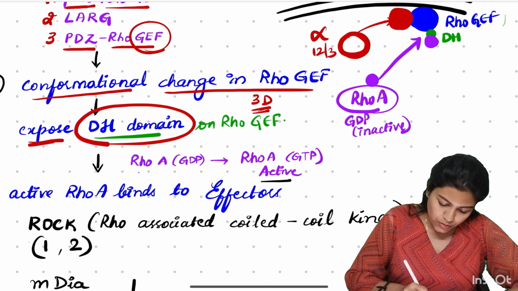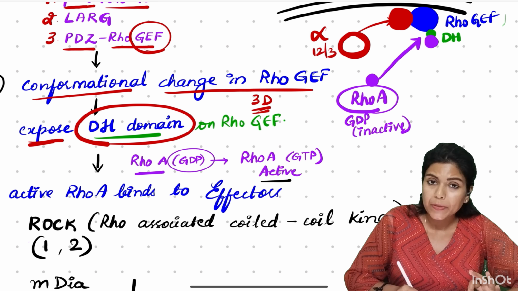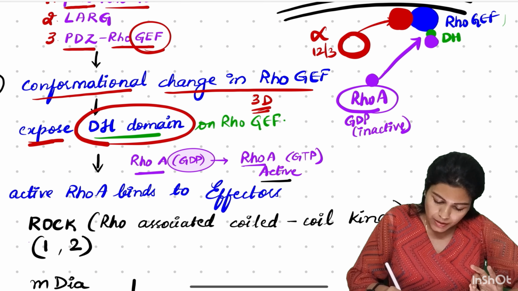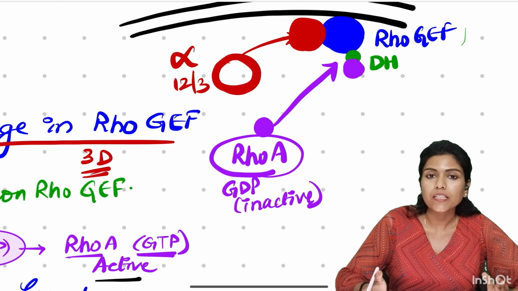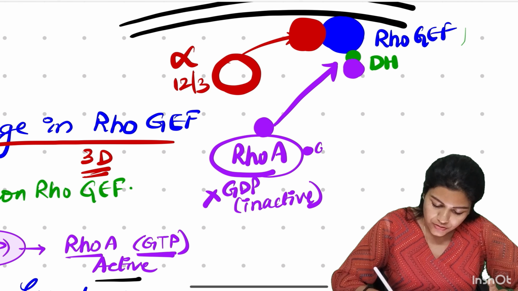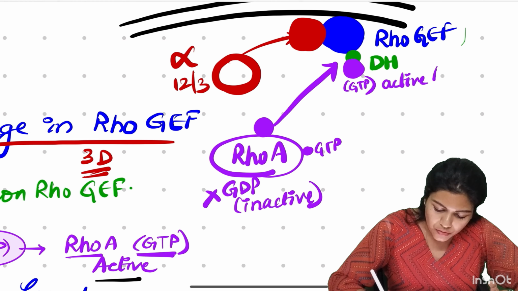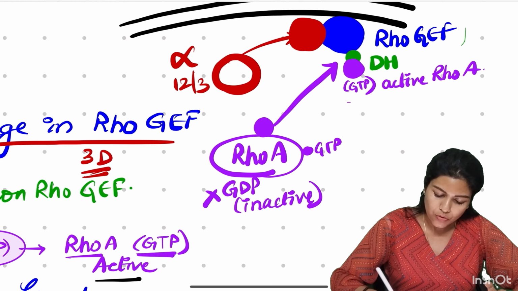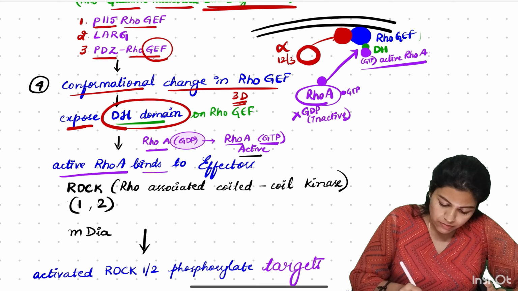So now the RhoA, which was inactive because it was bound to GDP, becomes active by binding to GTP. This RhoGEF will push the GDP out and insert a GTP. So it is inserting a GTP. Now it is said to be an active RhoA. It is an active RhoA here. So this active RhoA will now bind to effectors.